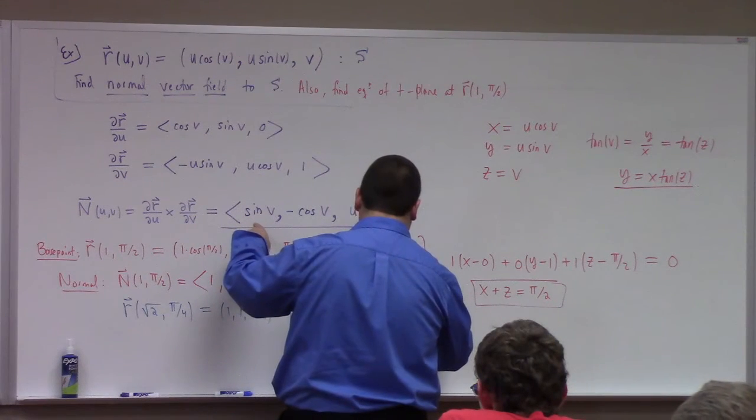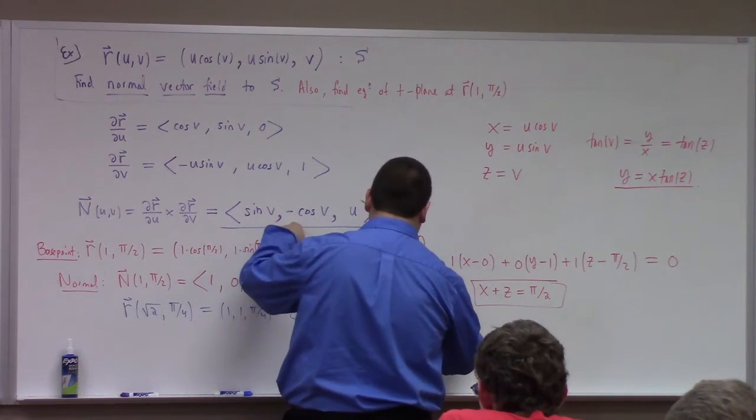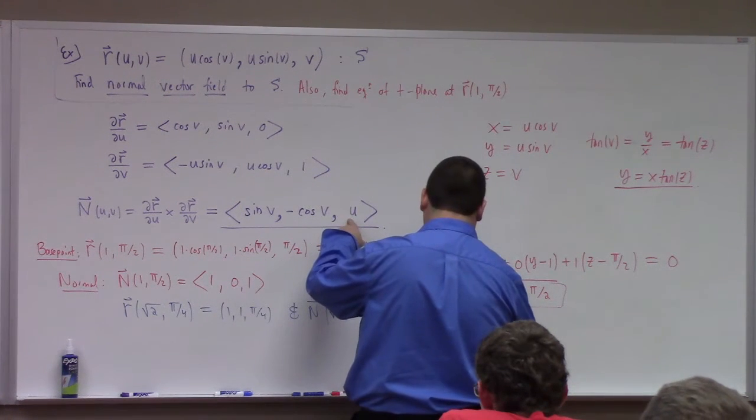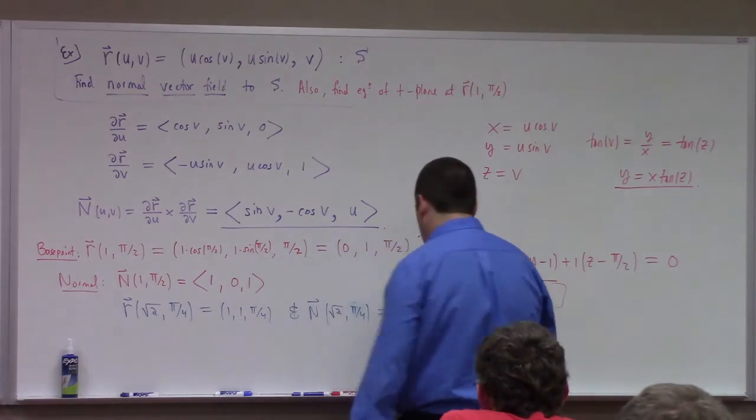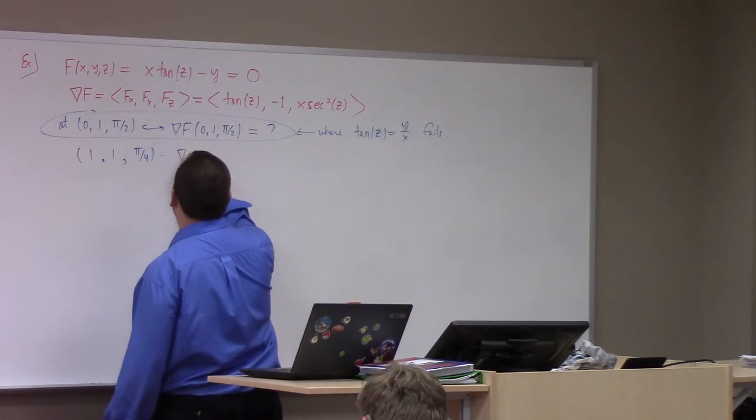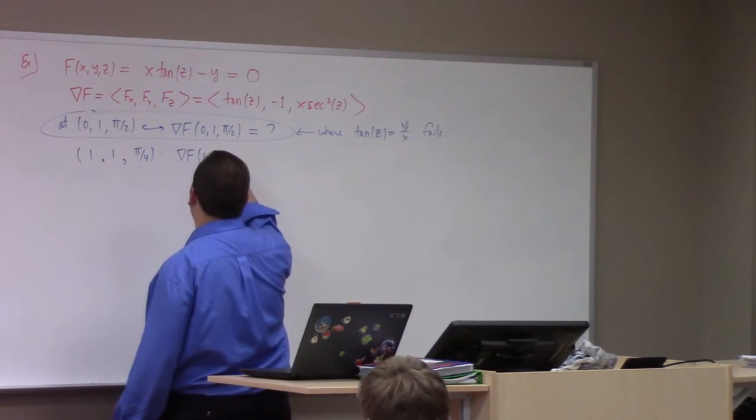You got what? You got 1 over root 2, minus 1 over root 2, and root 2. There we go. All right, so there's our normal. There's our point. Let's see how it goes over here. We have the gradient of f at the point 1, 1, pi over 4. What do we get?